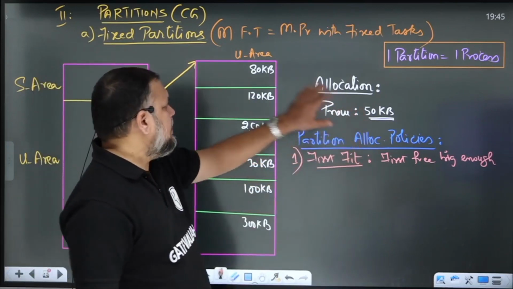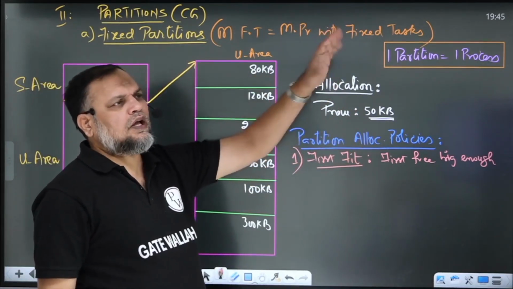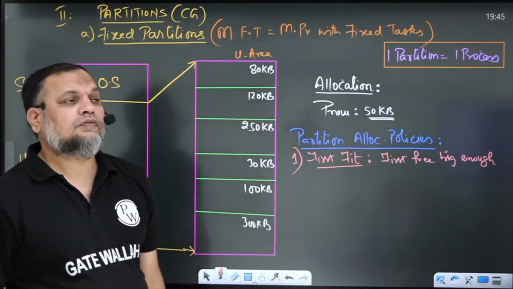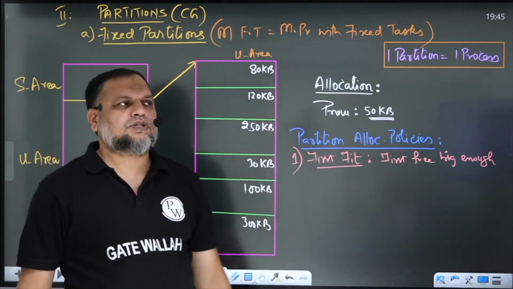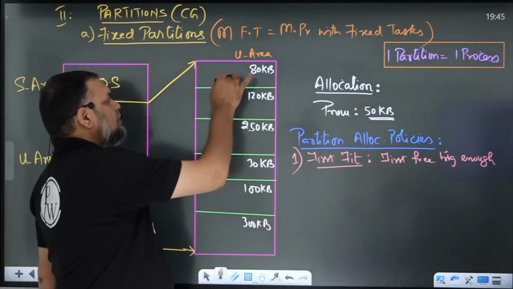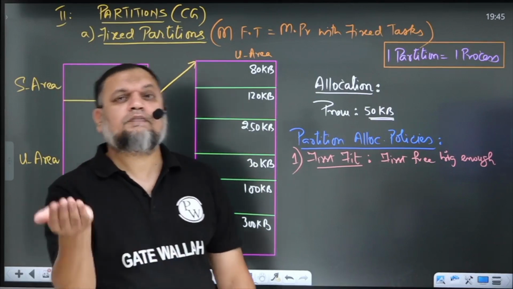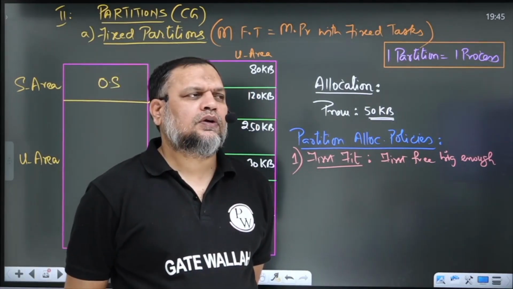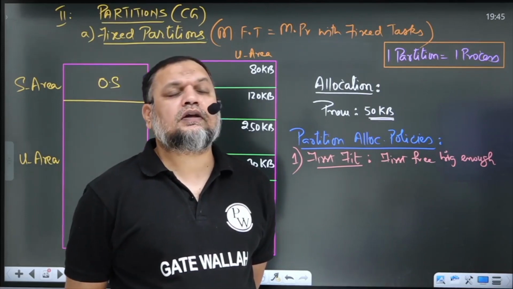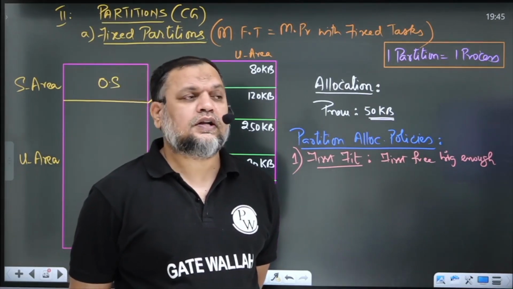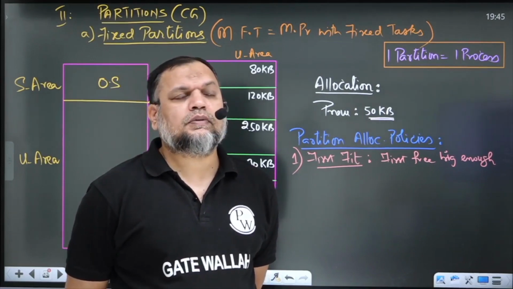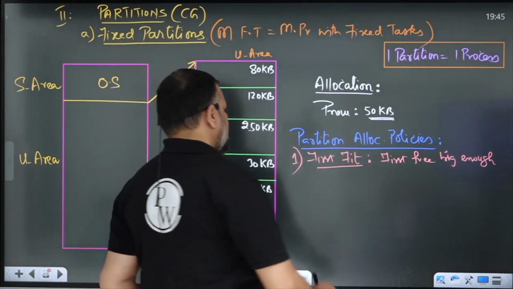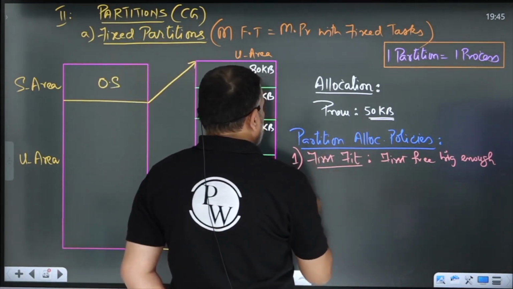If I place 50 KB in 80 KB, the remaining 80 minus 50, 30 KB will go waste, and that wastage is known as dash. One mark question: the amount of memory that is going waste within the partition after the placement of the process is known as dash. What do you call that wastage of memory? Internal fragmentation. That's right. Internal because it is within the partition. So I may have internal fragmentation. Okay. We'll talk about the next one.